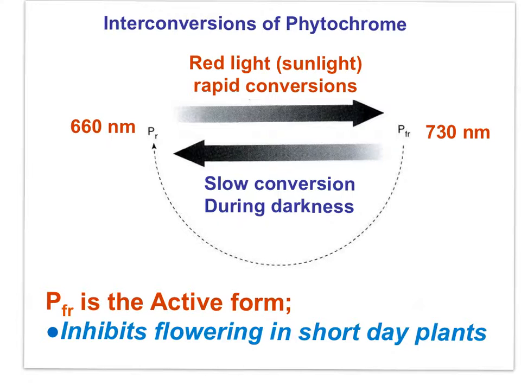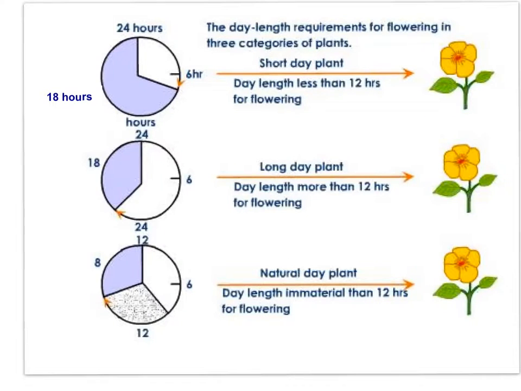In long day plants, phytochrome far red stimulates flowering, but in short day plants, phytochrome far red inhibits flowering. Here is a diagram that displays phytochrome control over flowering in a different way.